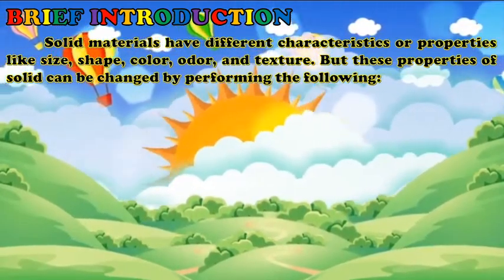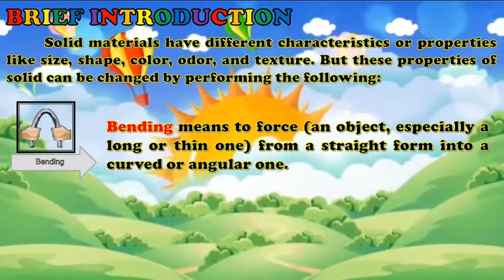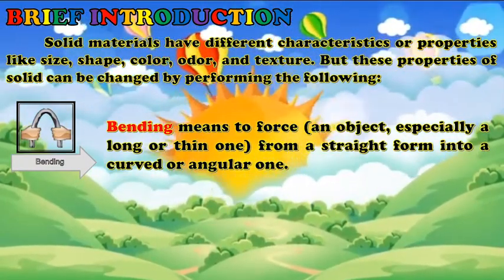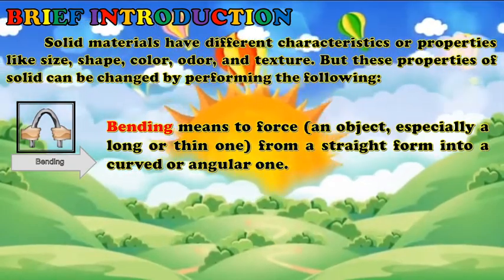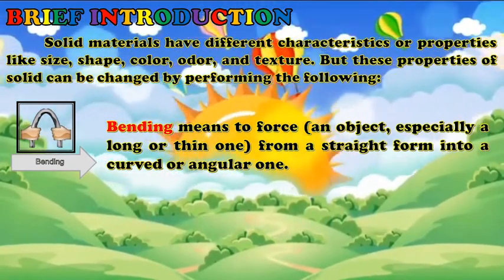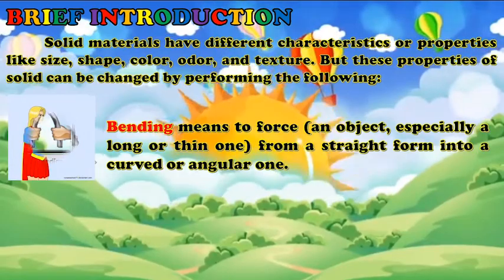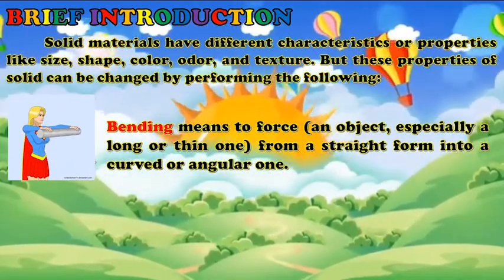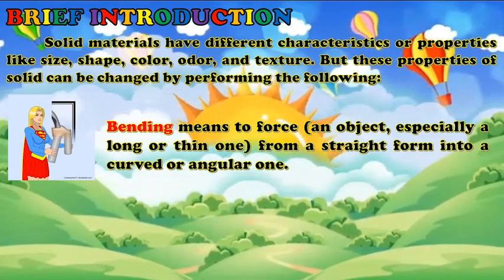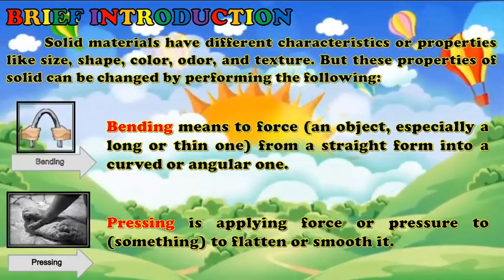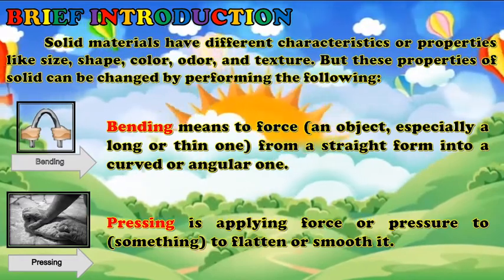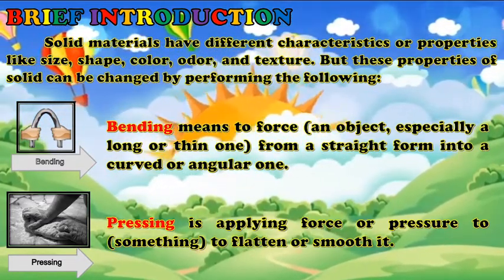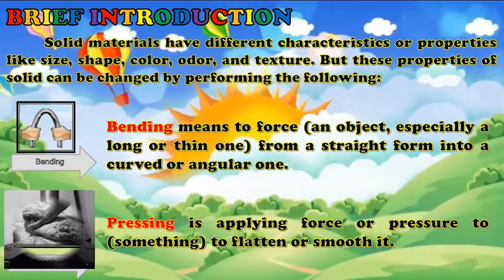The first is bending. It means to force an object, especially a long or thin one, from a straight form into a curved or angular one. The second one is pressing. It is applying force or pressure to something to flatten or smooth it.